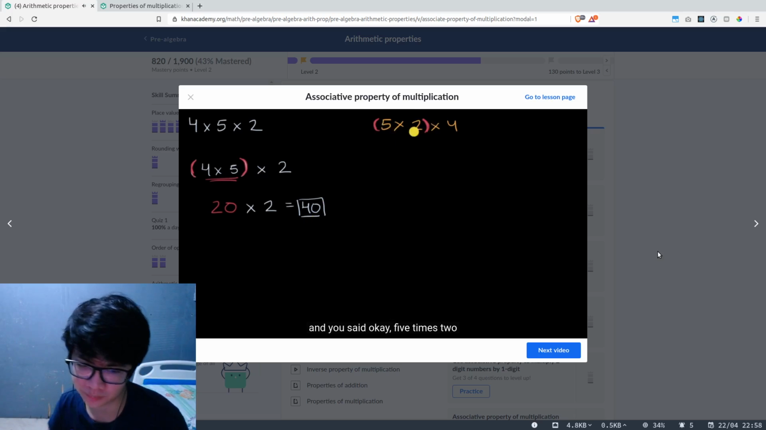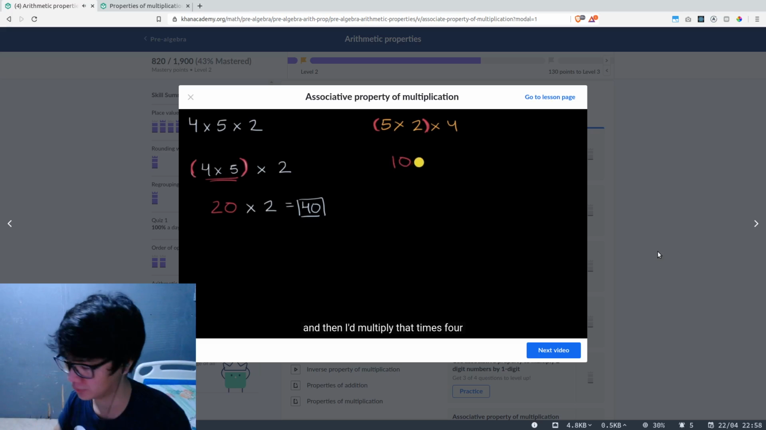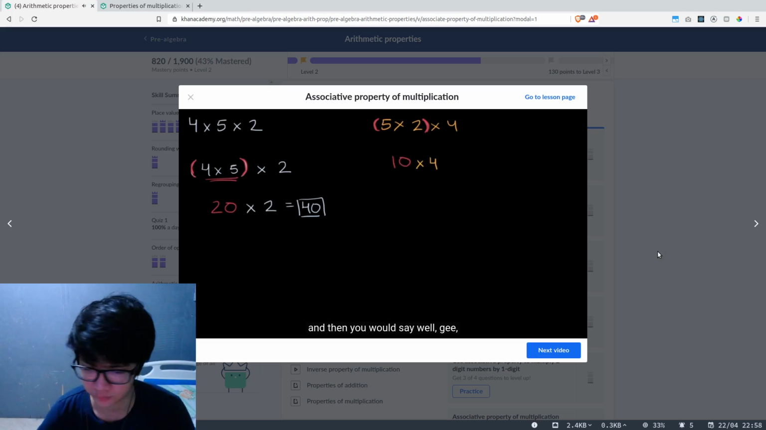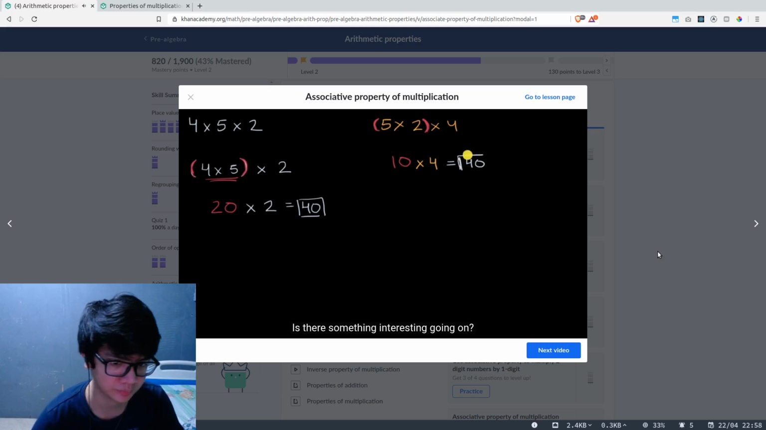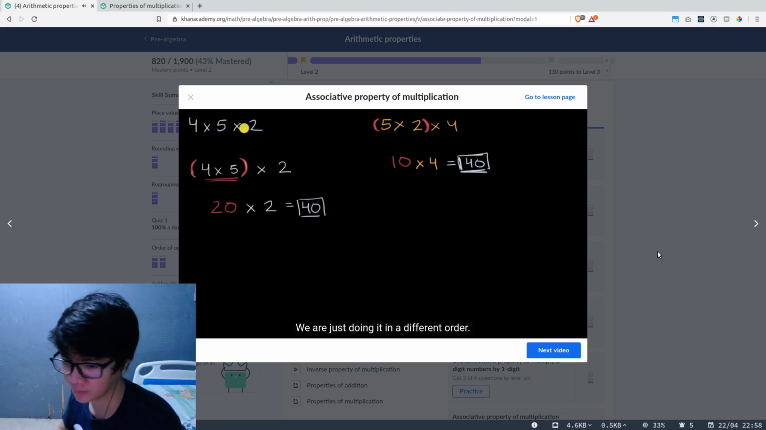And you said, okay, 5 times 2 is equal to 10. And then I'd multiply that times 4. And then you would say, well, gee, this is the same thing as I got last time. Is there something interesting going on? And the interesting thing that you might realize is, in both cases, we're multiplying the same 3 numbers. We are just doing it in a different order.